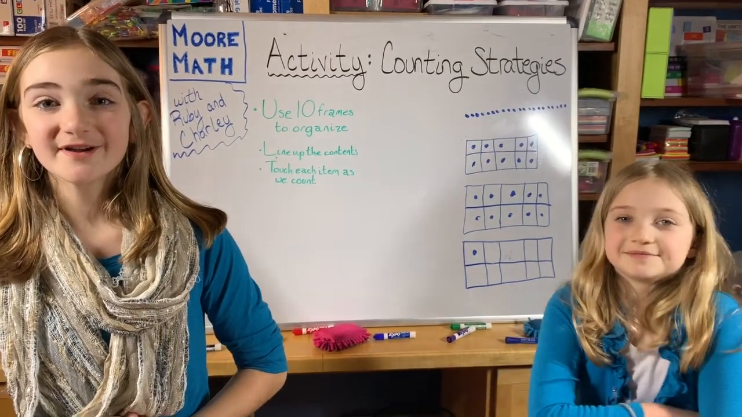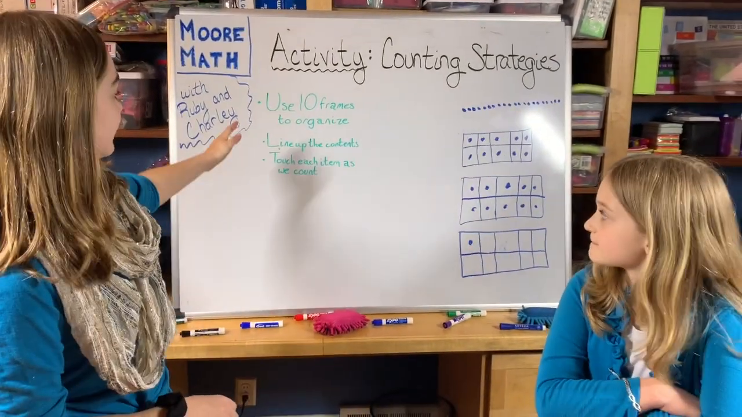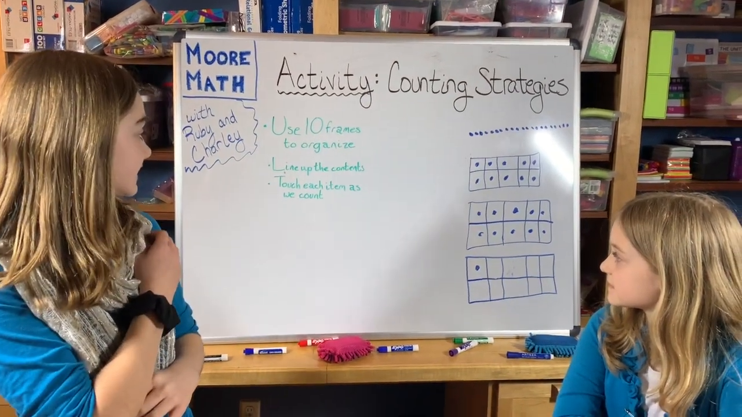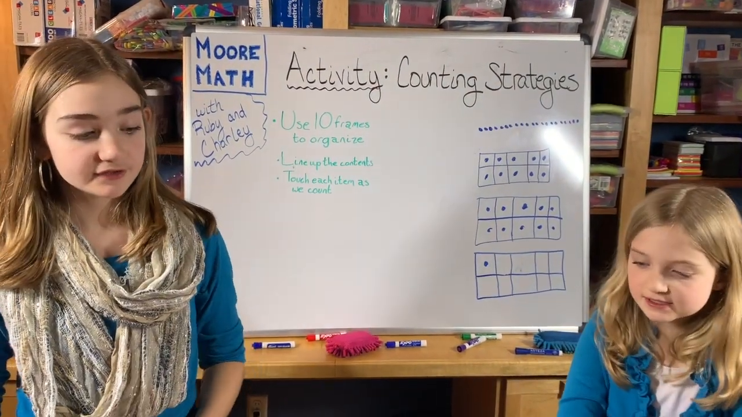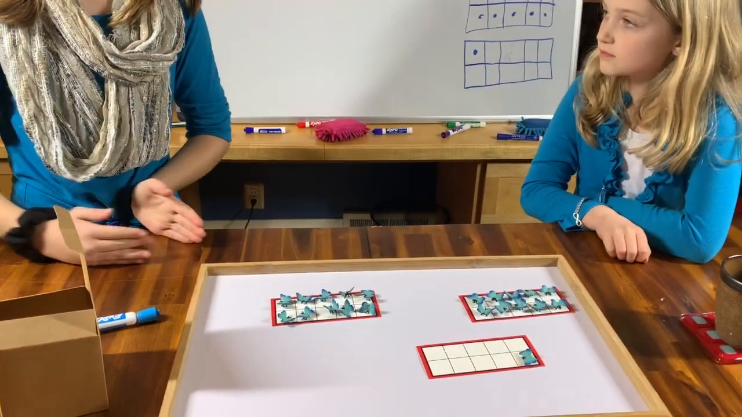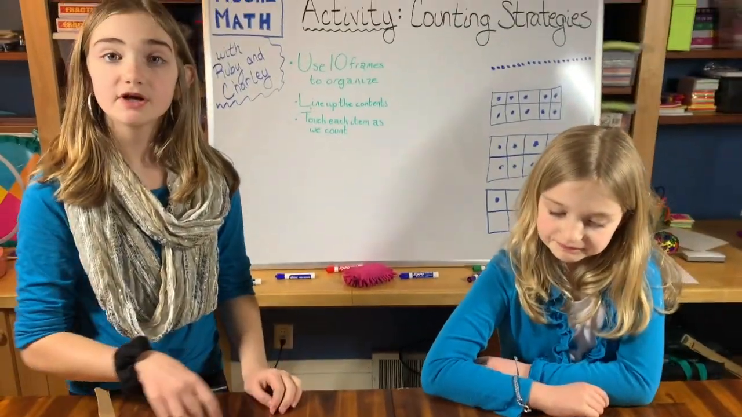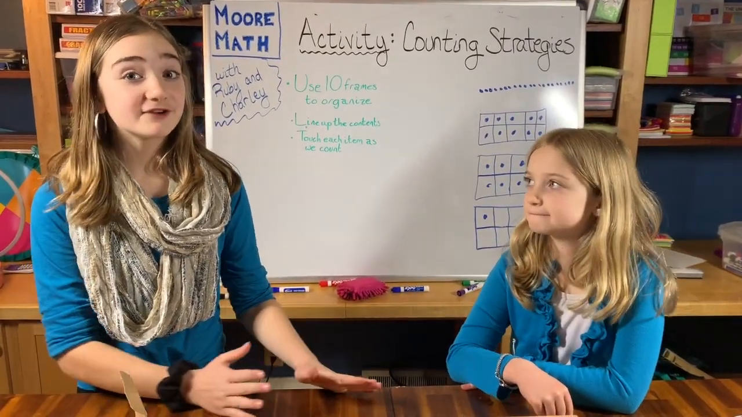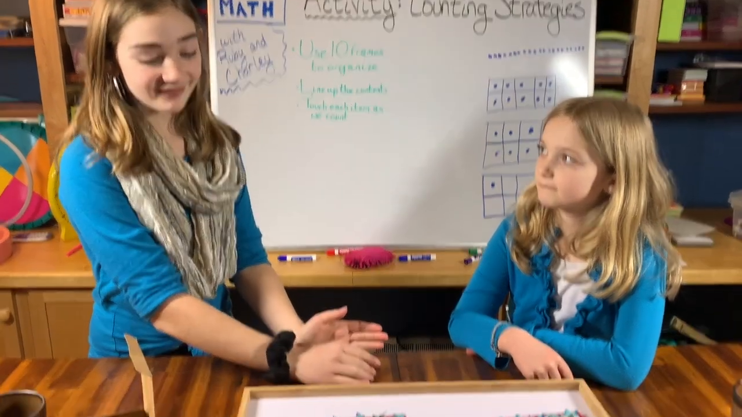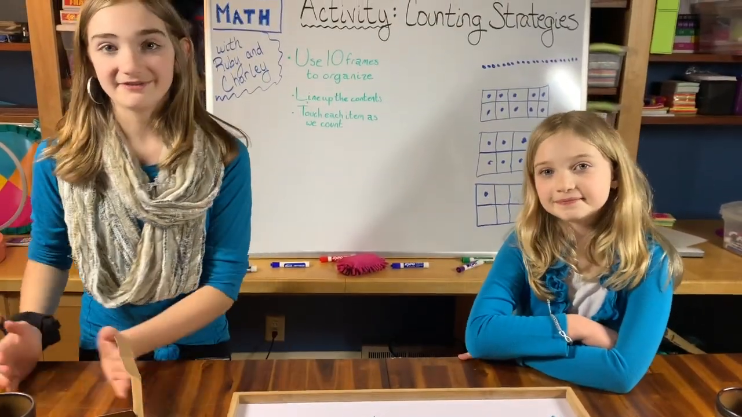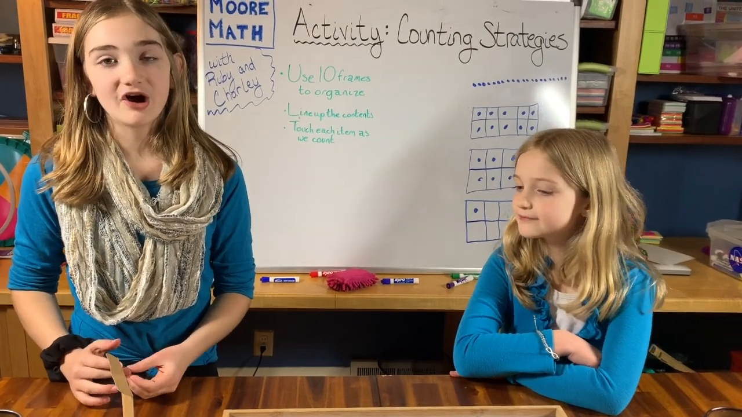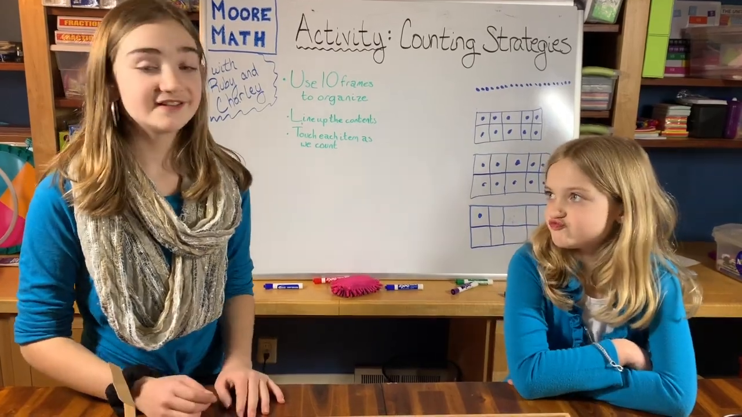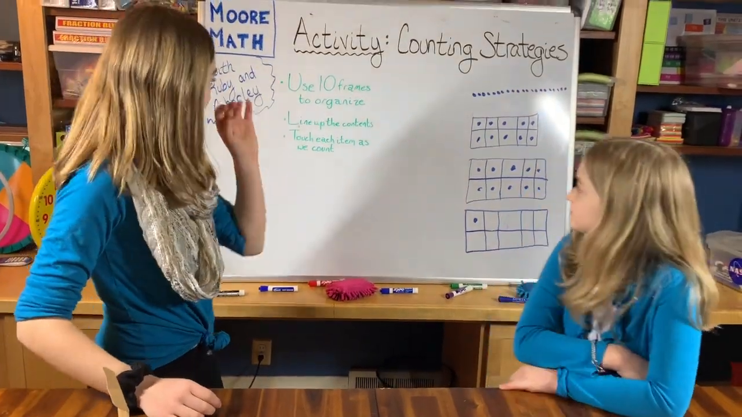Okay, so we use strategies like, I'll start from the bottom. We lined up the contents and touched each item as we counted. So we had all the butterflies in order, and as we were placing them in order, we counted them as we went. This is a good strategy to use, maybe for smaller numbers, because when we lined them all up, our line went a little too far, and it might be harder to count when there's that many. So we used ten frames, which is our other strategy.